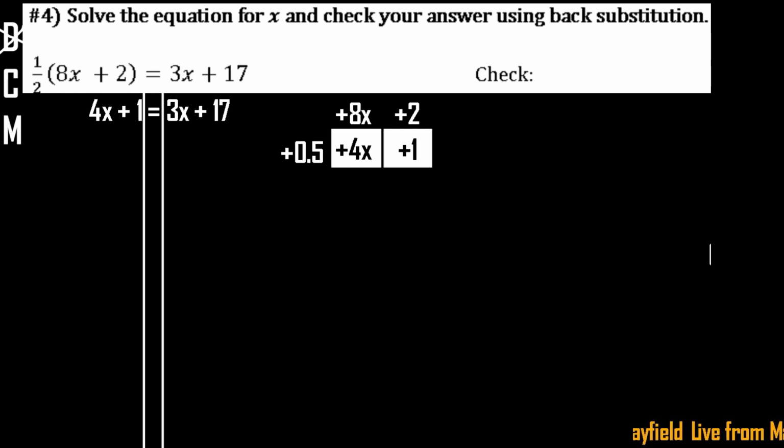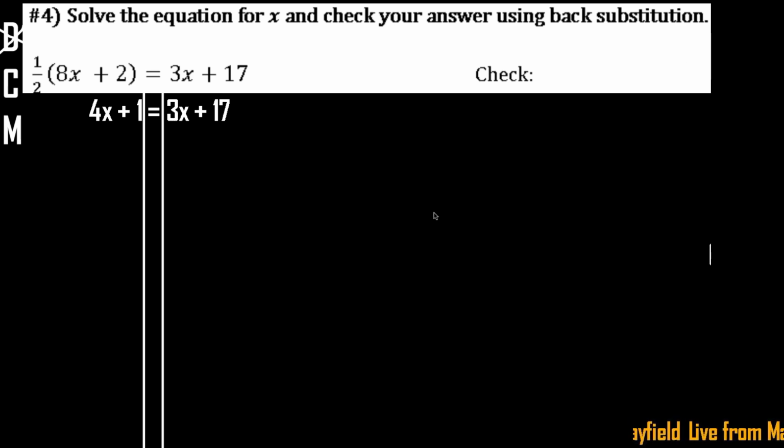Now we want to combine those like terms. Since we have variables on both sides, we want to look for the one that has a lower coefficient. So which coefficient is lower? I have a positive 4 and a positive 3. We know that the positive 3 is lower, and so that's the one that we're going to add the opposite of to both sides. So the opposite of positive 3x is a negative 3x to both sides.